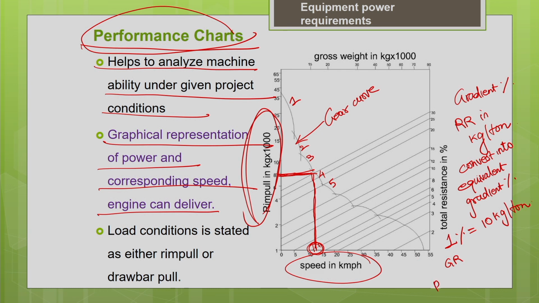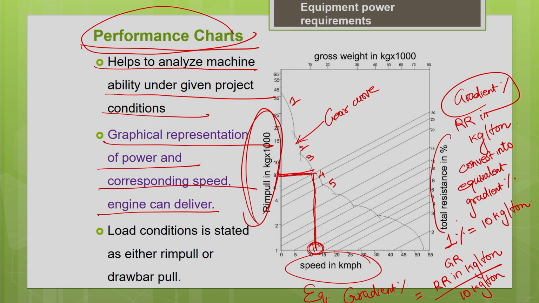Now you can convert your rolling resistance in kg per ton into gradient by dividing by 10 kg per ton. This gives you the equivalent gradient percent. So you can convert the rolling resistance into equivalent gradient and add it to the actual gradient percent. You will get the total resistance percentage of your project site. Once you know the total resistance of the haul route in your project site, you can note that these inclined lines are representing your resistance.